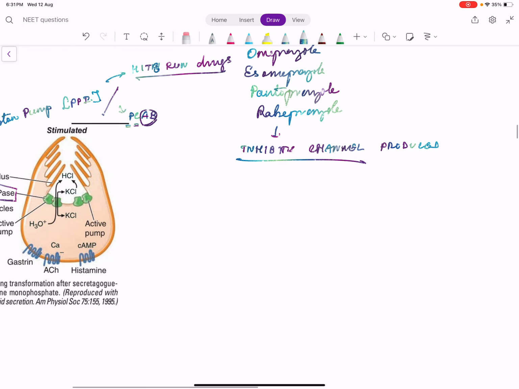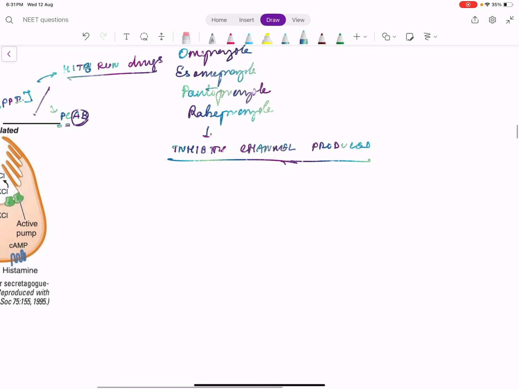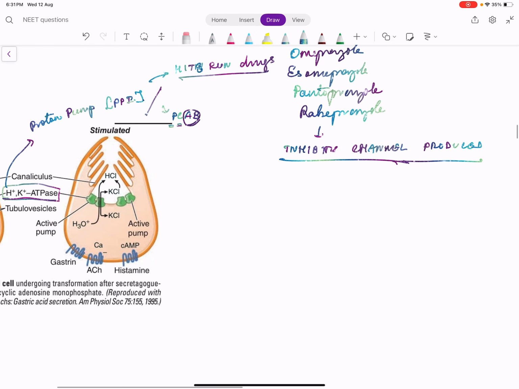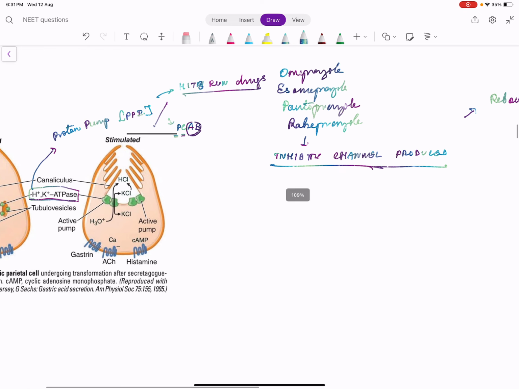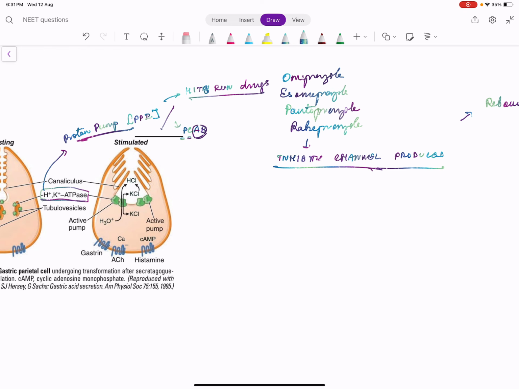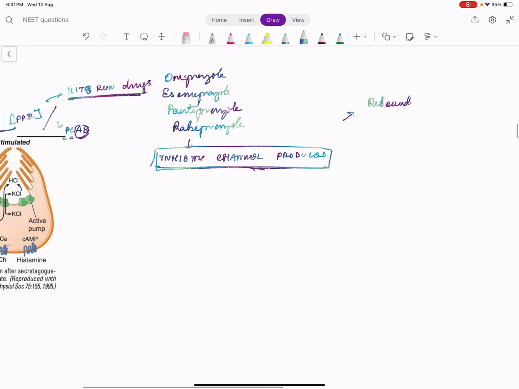So this is not good, because if there is a downregulation of one of the receptors, automatically the other receptors will overproduce H plus. So there will be a rebound of acid secretion in the night. That is the problem with PPI. It's a hit and run drug. It causes permanent inhibition of the H plus K plus ATPase pump. This causes rebound acid production.